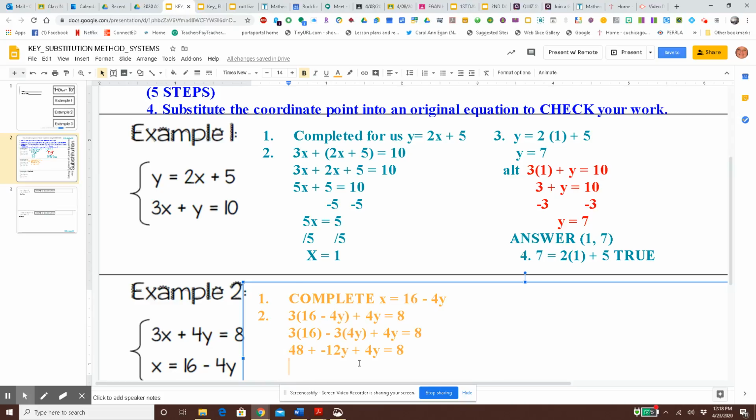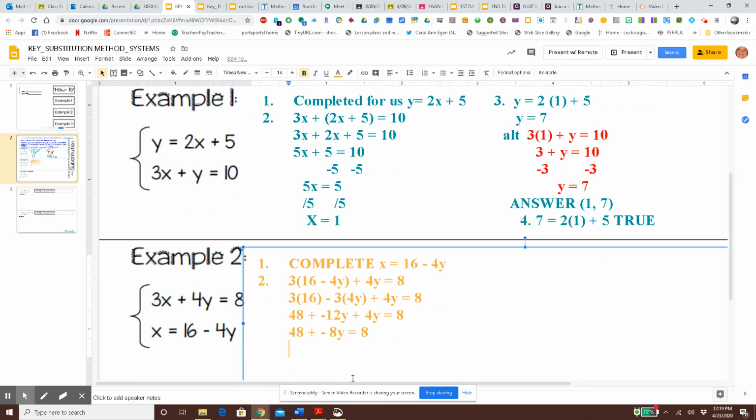Step 2, combine like terms. 12y and 4y have the same variable, so they can be combined. So I'd have 48. Negative 12 plus positive 4 would give me negative 8y equal to 8. I want to isolate the variable term, so I want to isolate this negative 8y.